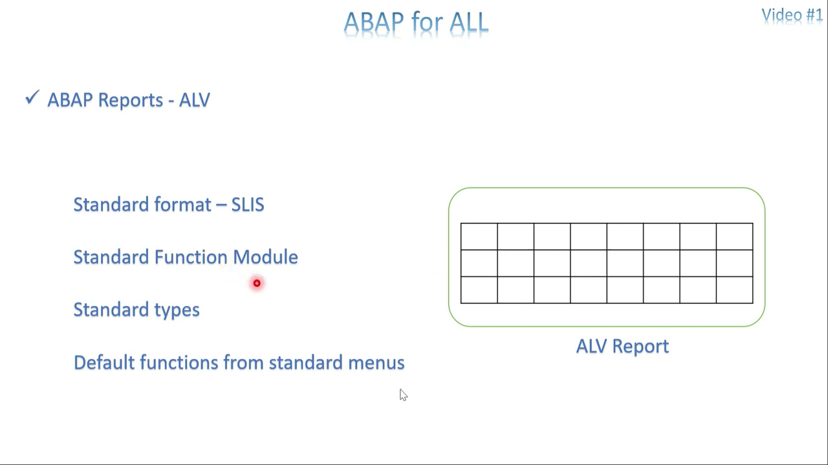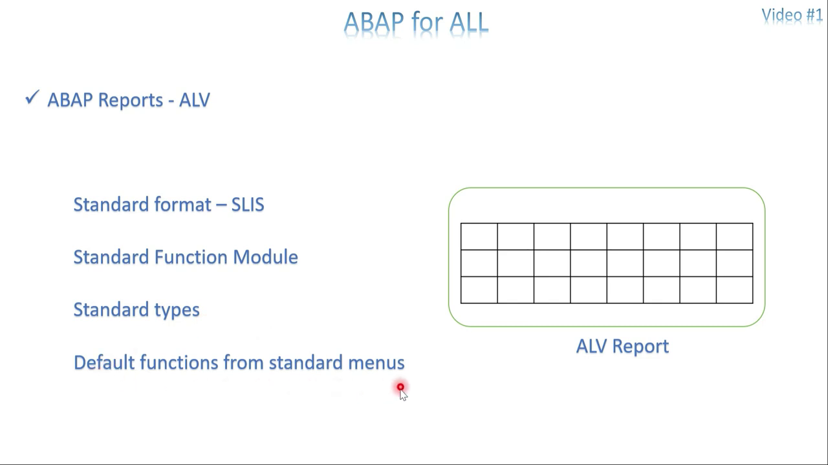Okay. And then the standard function module, which is required to generate an ALV. We have two standard function modules which we are going to see today: list and grid. There are two different types of ALV you might have seen. So list and grid, and we have two different function modules for that. Apart from these two, we have a lot of other function modules which support ALV. We'll see one by one. And then standard types. So types, what I'm saying, it's list or grid we are going to see today. And a default function from standard menu.